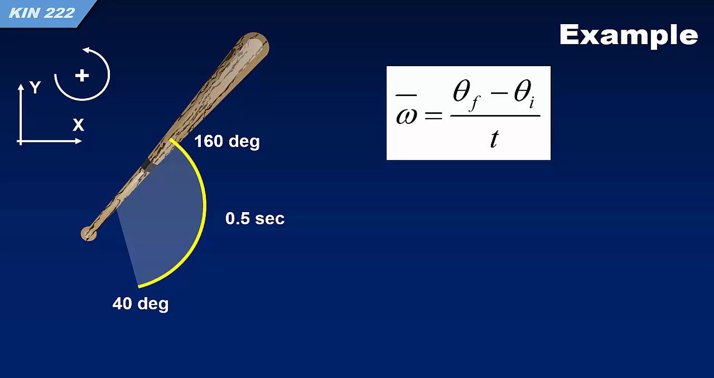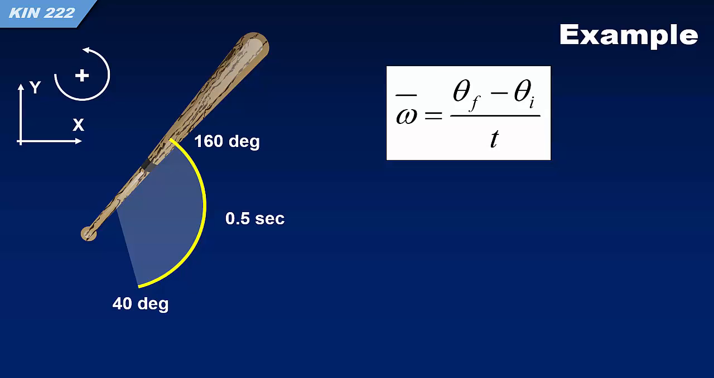So to show a simple example of average angular velocity, let's take a look at this baseball bat. And let's say we've swung it through an arc that starts at 40 degrees of angular displacement and ends at 160 degrees of angular displacement. And we swing that baseball bat over a span of half a second. So it takes a half a second to go from the 40 degree mark to the 160 degree mark. So we want to know what is the average angular velocity. In other words, how fast is that bat rotating? What's the average angular velocity across that half second?